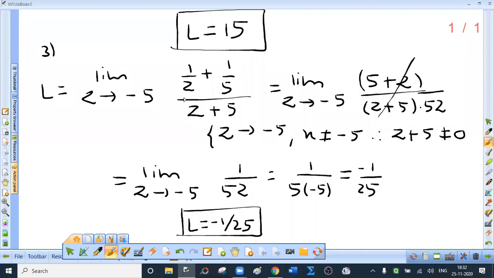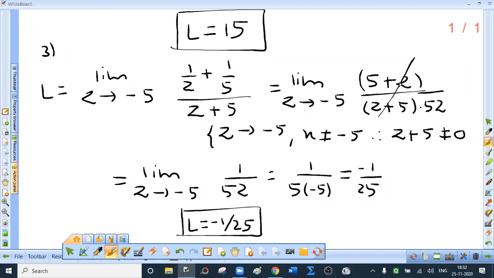Sum number 3. Limit of 1 upon z plus 1 upon z plus 5 as z tends to minus 5. I hope you won't say take the limit in the first step because the denominator vanishes in that case. How do we add fractions? By finding the LCM, which is 5z. This is the LCM. What is the numerator then? 5 plus z. But originally z plus 5 is there. So you have to mention that also.